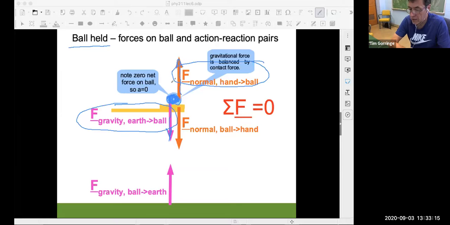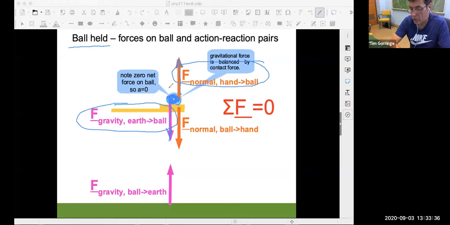And actually in this situation where you're holding the ball, those two forces are equal sized, oppositely directed. And that makes the net force, the total force, the sum of those forces, zero. And so the ball is just sitting in your hand. So those are the two forces that are acting on the ball.